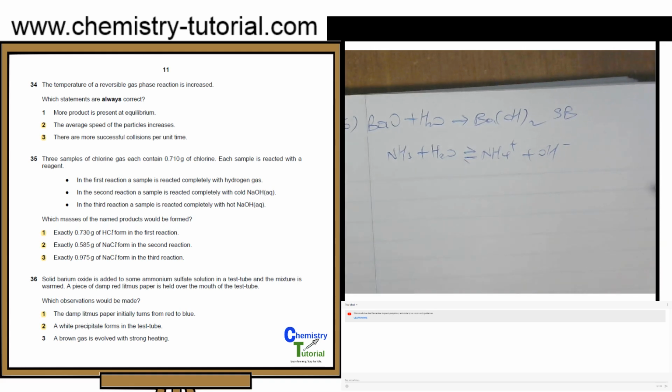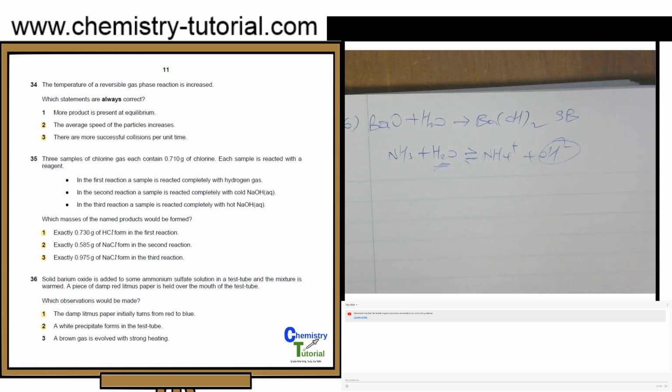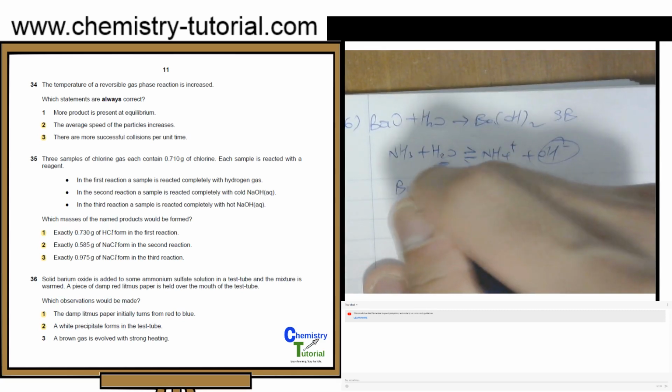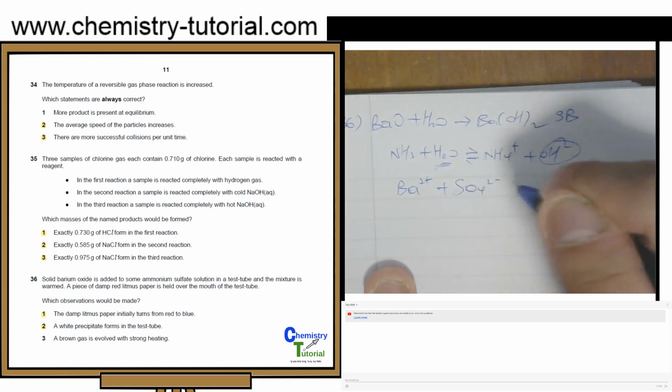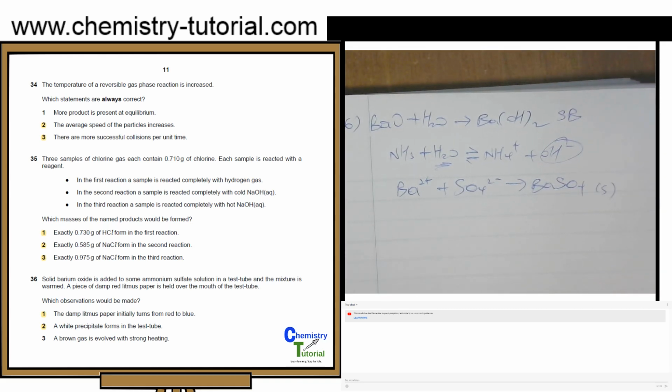That's the reason why you need to moisten the litmus paper, because without the water, you will not be able to get a hydroxide ion, which will cause the litmus paper to turn from red to blue. Now, what is the identity of the white PPT formed? Well, let me just write the ionic equation. It will just be barium ion, Ba2+, plus a sulfate ion to form the white PPT, which is barium sulfate. So the white PPT is actually your barium sulfate.